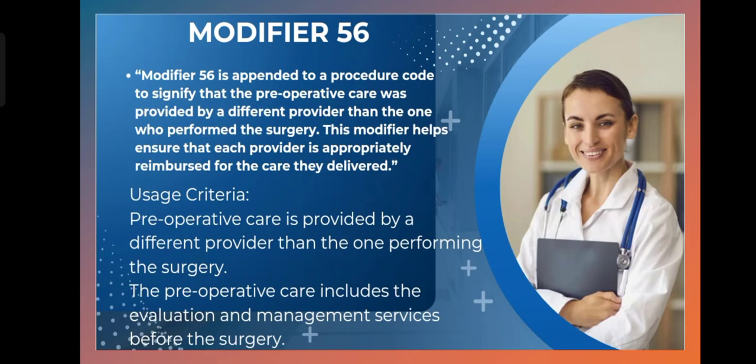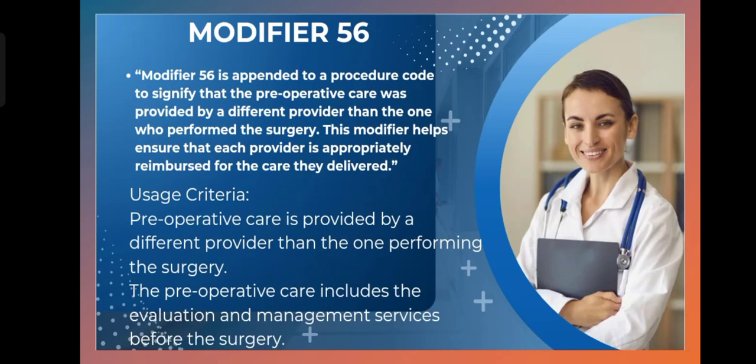Modifier 56 is pre-operative care, right? For the provider who took care of the pre-operative care alone, we can use modifier 56. Modifier 56 is appended to a procedure code to signify that the pre-operative care was provided by a different provider than the one who performed the surgery. The surgery is done by the surgeon, and pre-operative care is taken care of by another physician. This modifier helps ensure that each provider is appropriately reimbursed for the care they delivered.